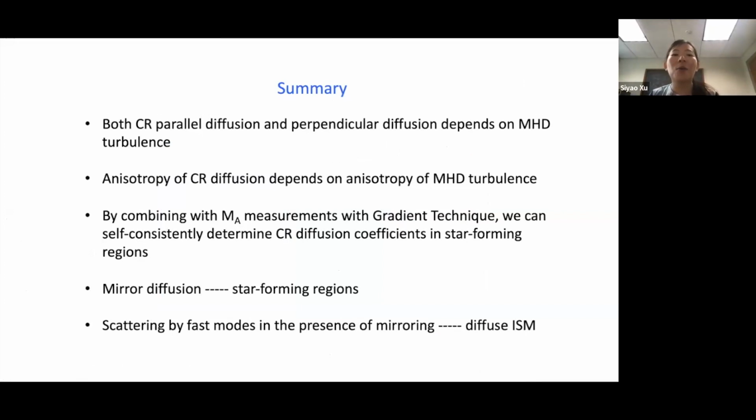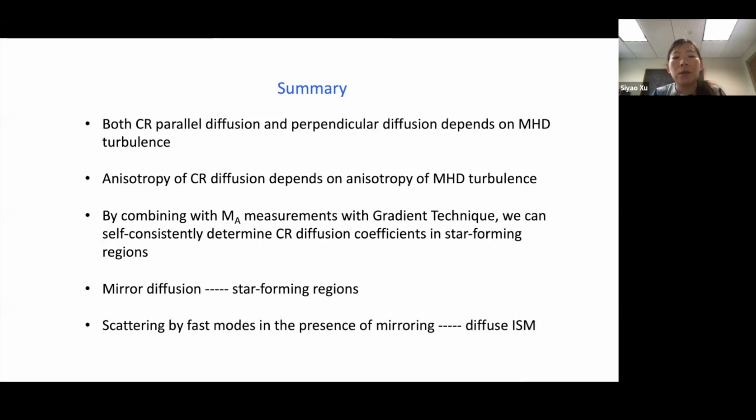Okay, so at the end, I come to my summary slide. I start with the close correlation of MHD turbulence, star formation, and cosmic ray diffusion. And then I talk about anisotropy of MHD turbulence. And we know MHD turbulence is very different from linear MHD waves. This new understanding of MHD turbulence brings us new understanding of cosmic ray diffusion. Its anisotropy in diffusion comes from the anisotropy of MHD turbulence. Cosmic ray diffusion strongly depends on MHD turbulence properties.